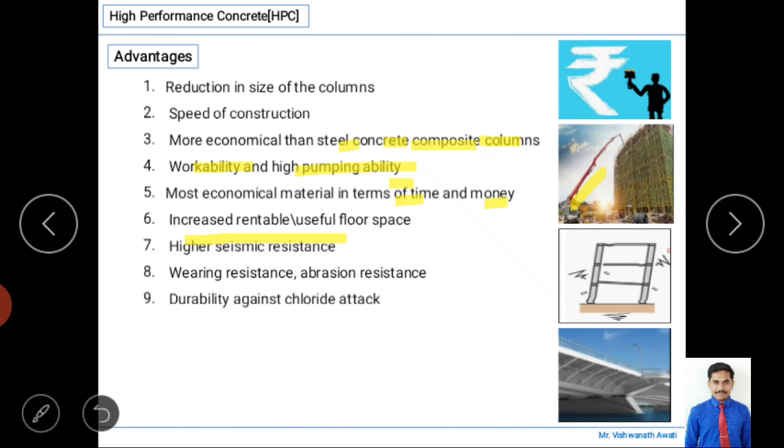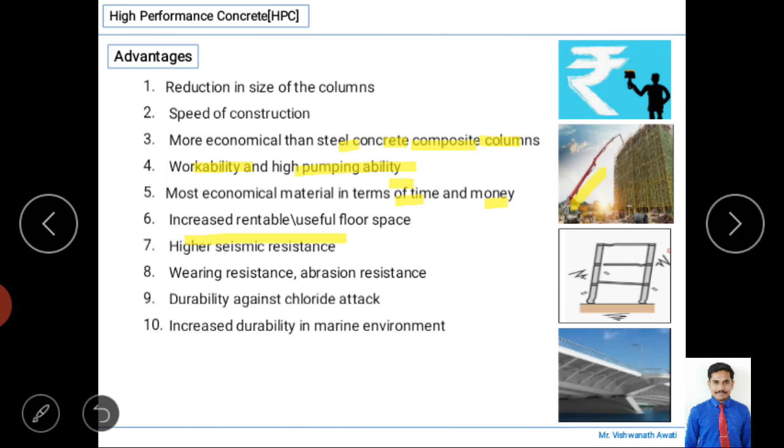Next is durability against chloride attack. So we know what we mean by chloride attack. It is one of the chemical attacks, right? In hardened concrete, it may cause damage inside the reinforcement. It may cause corrosion of the reinforcement. So here, if you use high performance concrete, it has good resistance and durability against chloride attack.